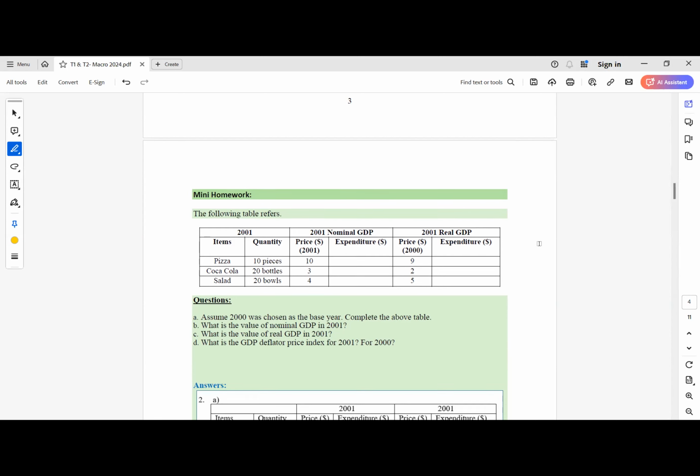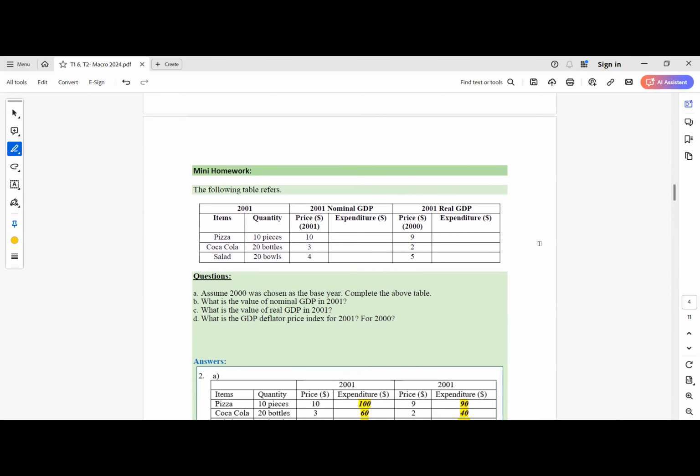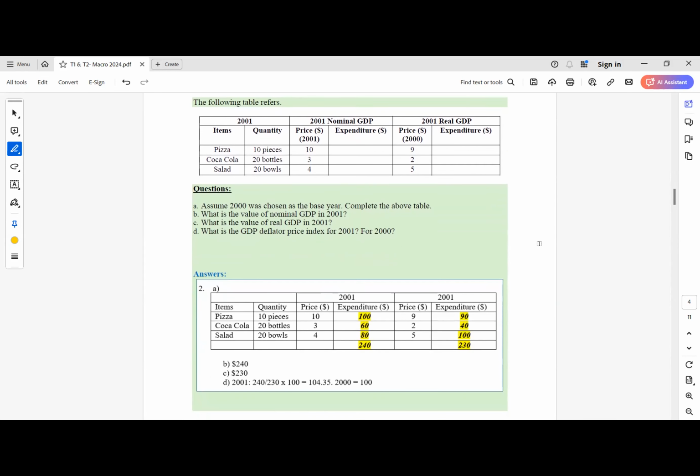Okay, so for this mini homework, I leave it to you to try it out. This one, must try. After every tutorial, I will provide some simple work for you to attempt, so that when you revise, you are able to see if you can do it. Remember just now I told you we have one calculation question, the easy one: nominal GDP, real GDP, GDP deflator. You try it out. I provided the answers over here for you already. So this is for your self-independent learning.